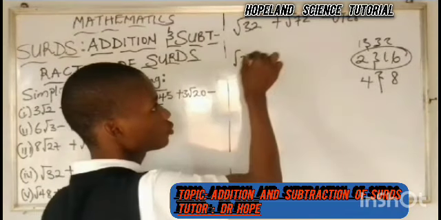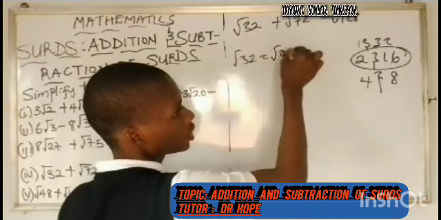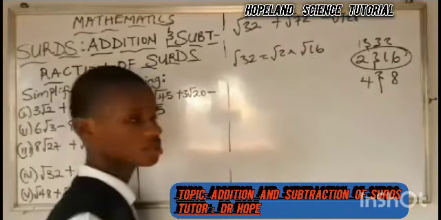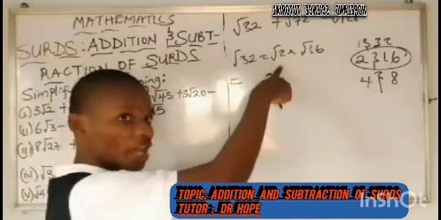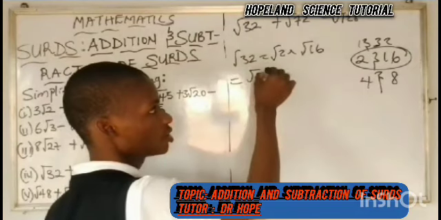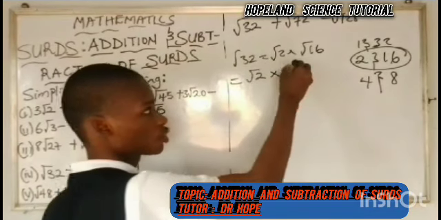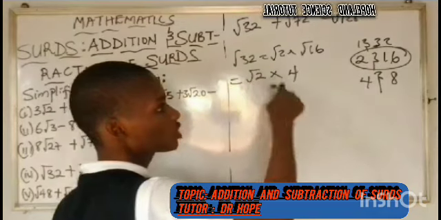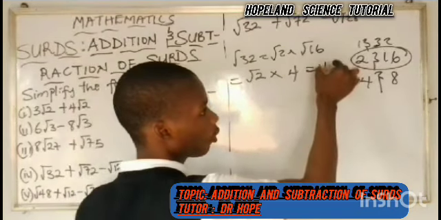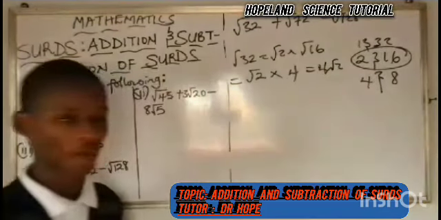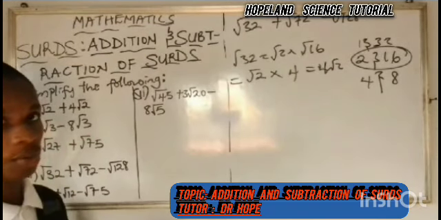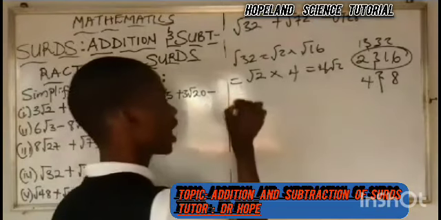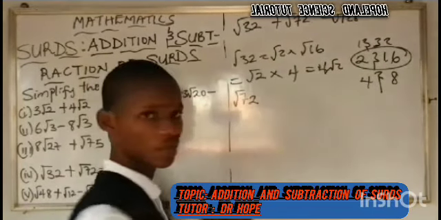So root 32 is the same as root 2 times what? Root 16. Square root of 2 will give us a decimal because 2 is an imperfect square, so we maintain it, times square root of 16, which is 4. Root 2 times 4 is 4 root 2. Remember that when a surd multiplies a whole number, the whole number becomes the coefficient of the surd, right? So now we have root 72.